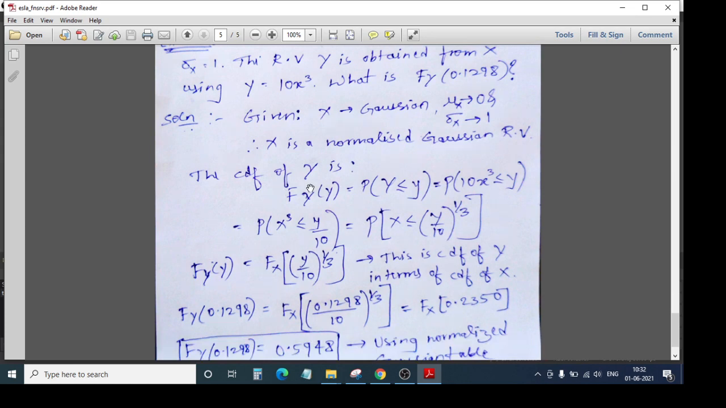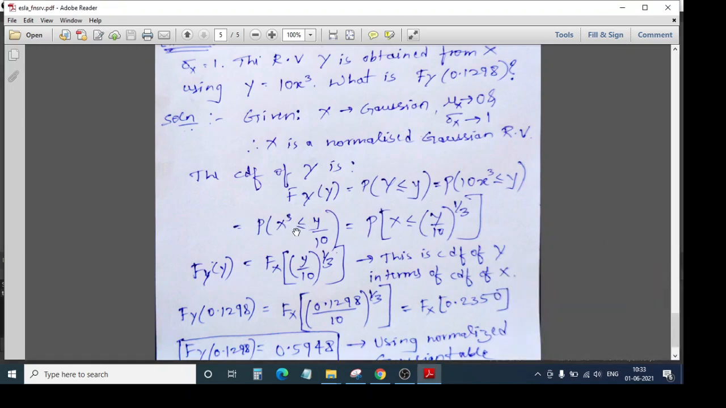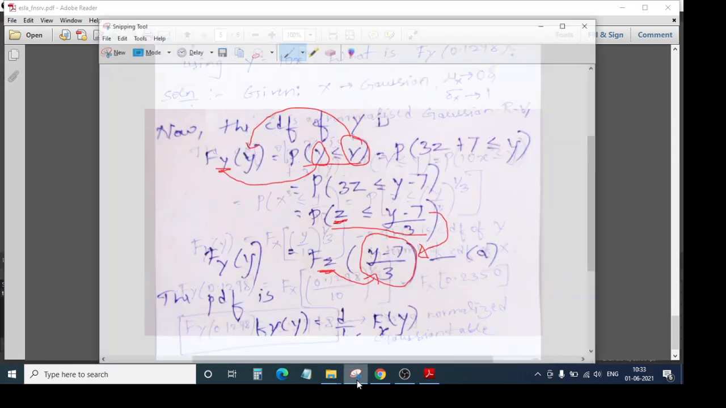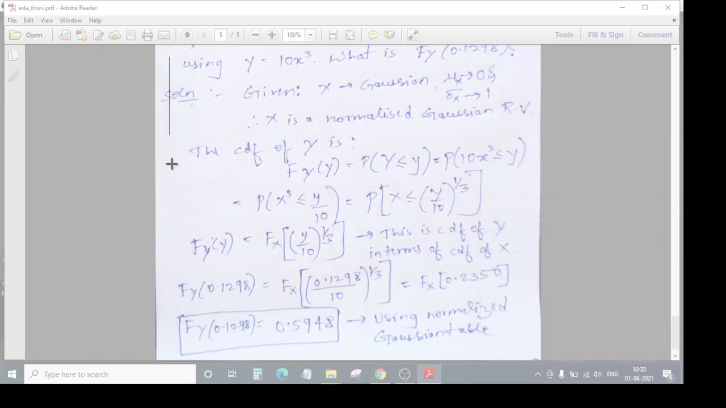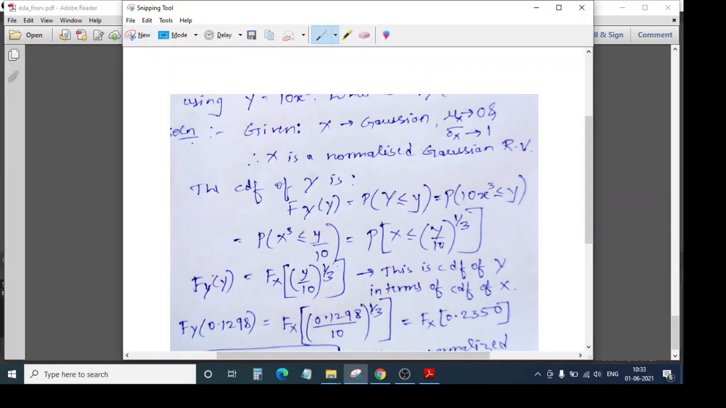So the CDF of y is, by definition, which we know, the probability of capital Y less than or equal to small y. Here Y is 10x cube. See here, Y is 10x cube. Substitute that value, 10x cube. Rearrange these terms, that is the first step. It is x cube less than or equal to y by 10. So once you rearrange this, see here, x cube less than or equal to y by 10. This 10 has been taken here as a divider.